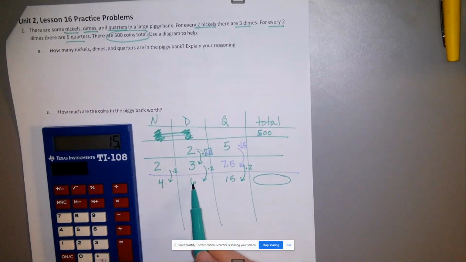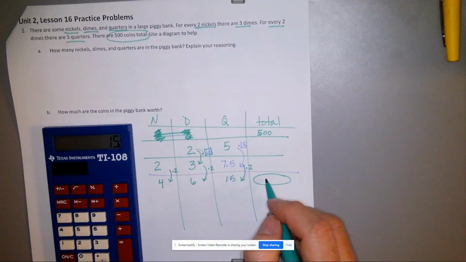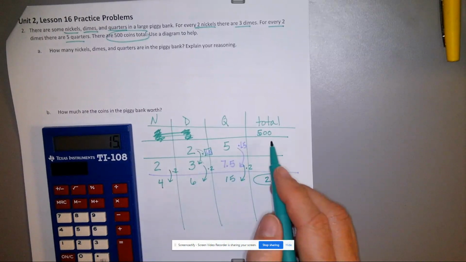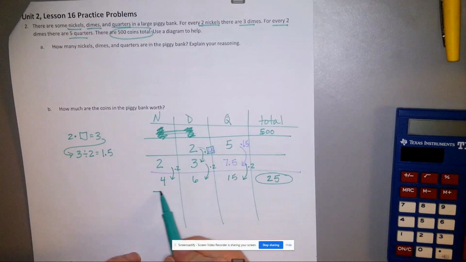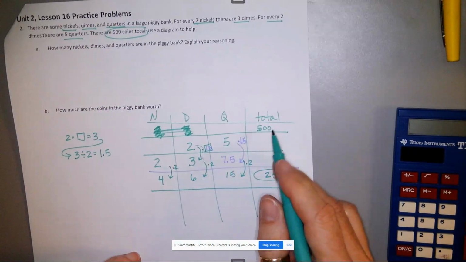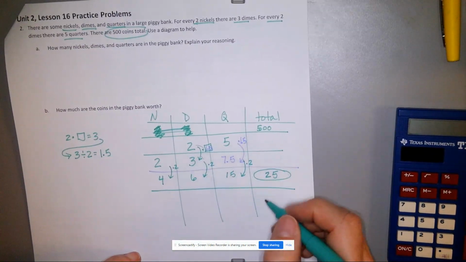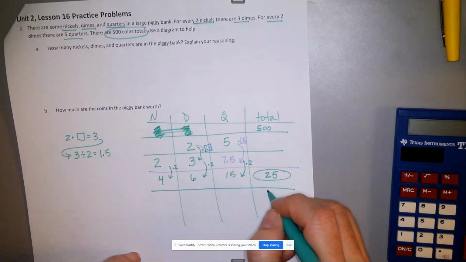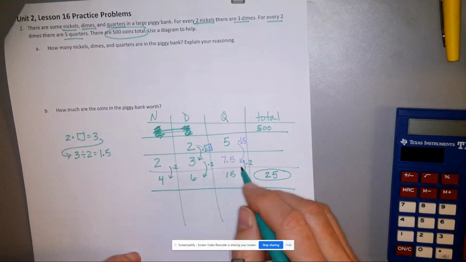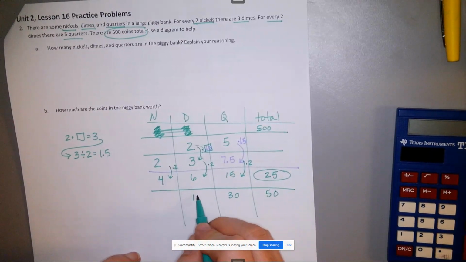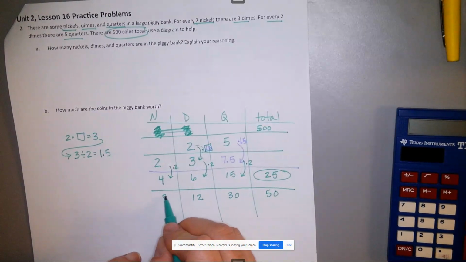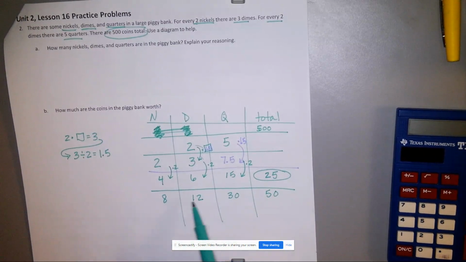And then let's see where our total is at this point. 4 plus 6 is a 10. 10 plus 15 is 25. And I need to get to 500. I'm going to double it one more time because I think 50 would go nicely with 500. I know 25 doubled is 50. Double 15. Double 6. Double 4. And then I'm just going to double check my math. 8 plus 12 is 20. 20 plus 30 is 50.